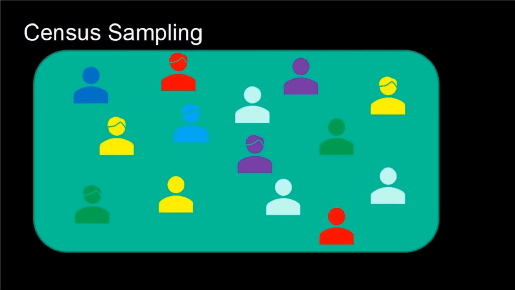There are three major types of sampling. Census is one in which everyone is asked to respond. This is the best method, as everyone is included, no one is excluded.